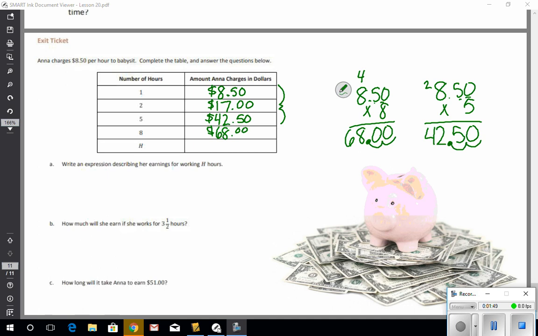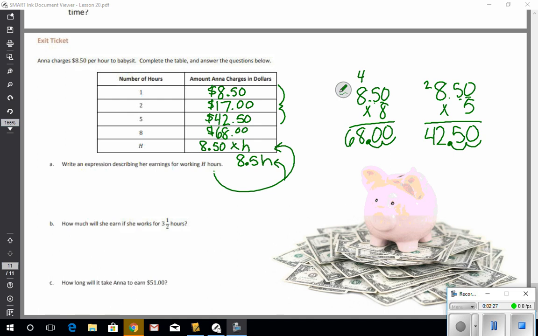So I have $68 here. What I've noticed is it's $8.50 per hour, so no matter how many hours I have, I took my $8.50 and times it by that many hours. So my equation is going to be $8.50 times h. I could also write that algebraically like 8.5 times h, just to get rid of that extra place value because it's not holding any specific place value. So when I'm writing a description for her earnings for working h hours, I can use this or this.